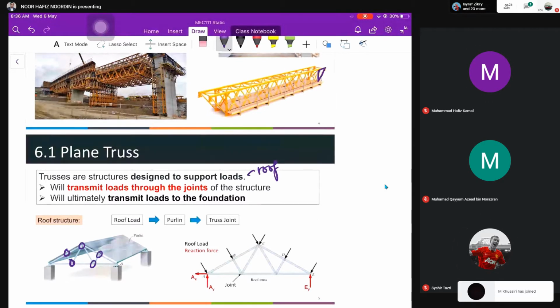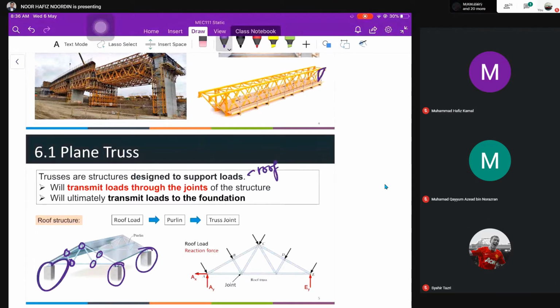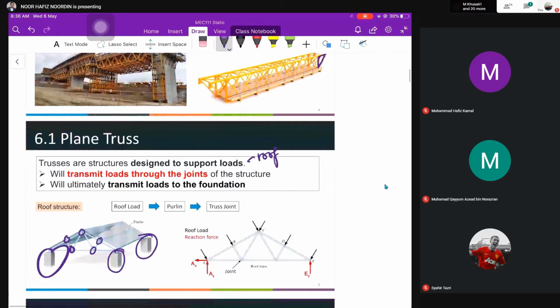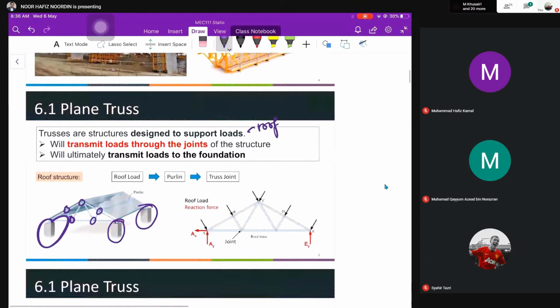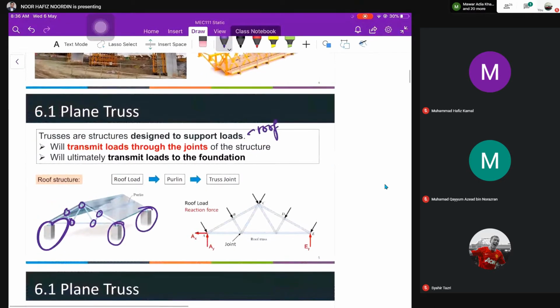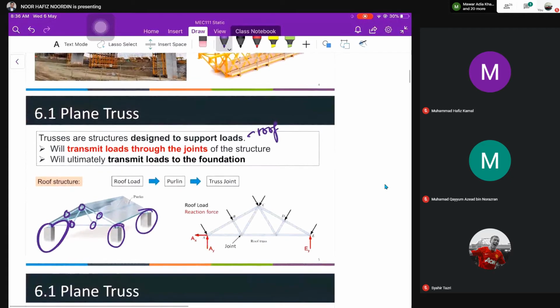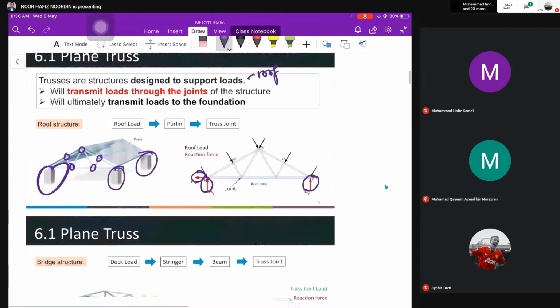Alright. So foundation inilah, kita tiang-tiang ni, we call it as foundation lah. Alright. And then roof load reaction force, as you can see on the right side of the slide. So the reaction force, yang the red color tu lah, right? This is the reaction force, which usually occur at dia punya, what we call it, sekejap, ada term dia sebenarnya.